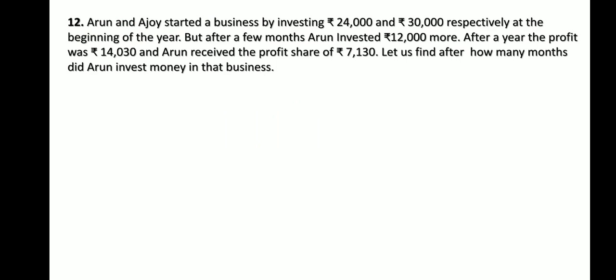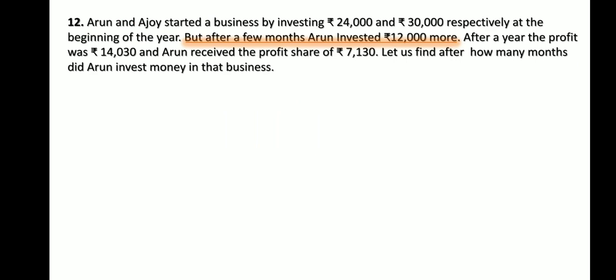Next is question number 12. So we have 2 friends, Arun and Ajay, who started a business by investing 24,000 and 30,000 at the beginning of the year. But after a few months, Arun invested 12,000 more. So very important here is this part, that after a few months Arun invested 12,000 more. We don't know this few months, but in the previous question it was mentioned, after 4 months. So here that part is not mentioned in the question.